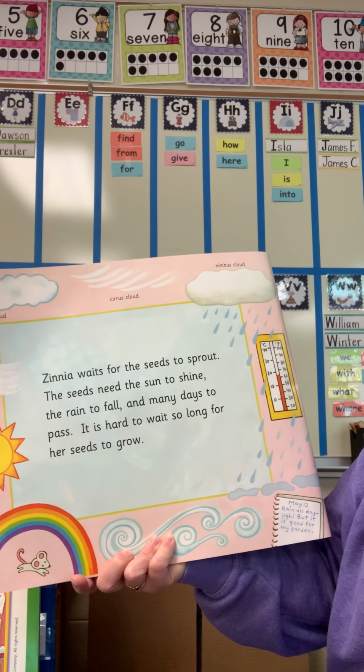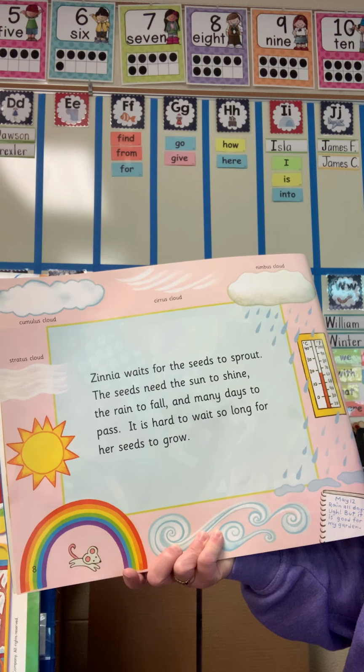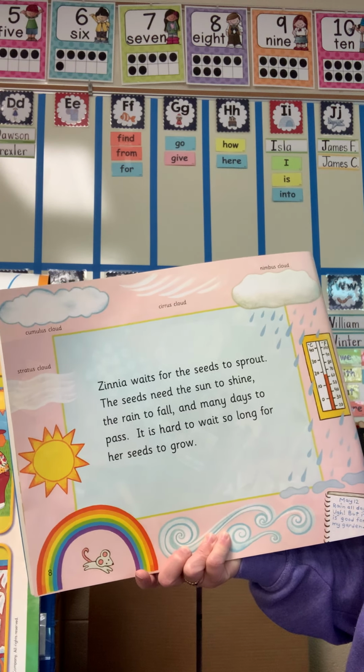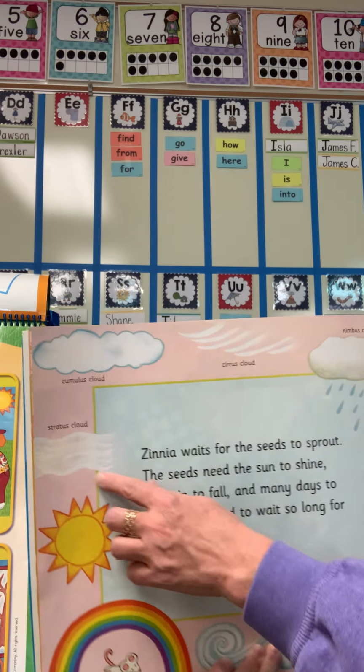Zinnia waits for the seeds to sprout. The seeds need the sun to shine, the rain to fall, and many days to pass. It is hard to wait so long for her seeds to grow. We've learned about this too.